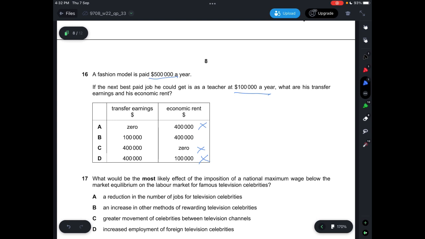So the next best job he could get is 100,000, because that's the lowest price that will keep the factor of production in operation. So that's why it's transfer earning, and then the remaining one will be the economic rent, which is above what is needed to keep that factor of production in business working. So the answer is B.